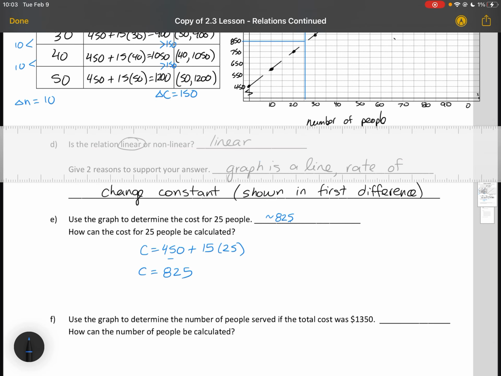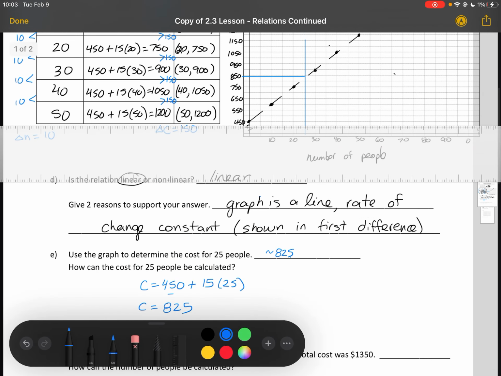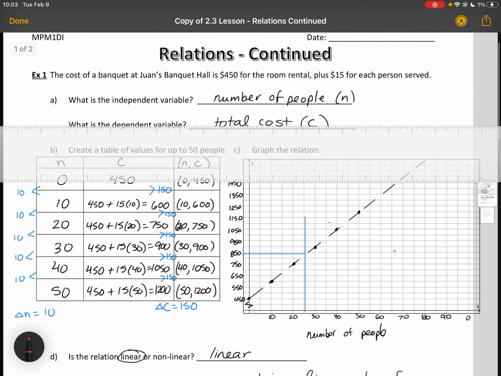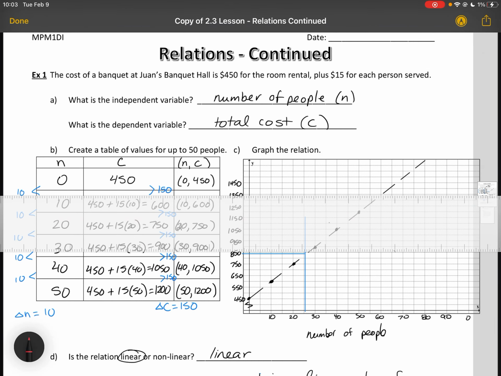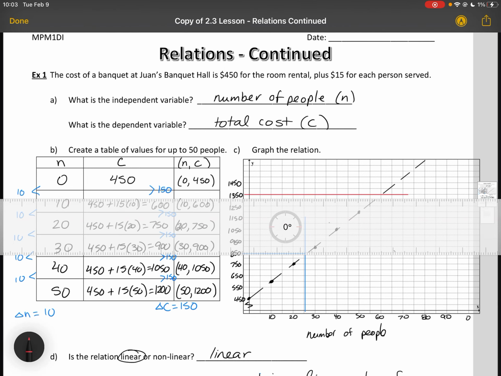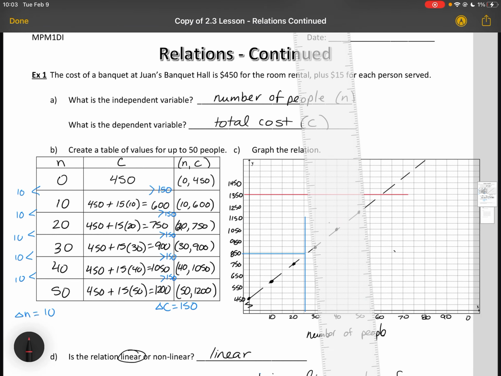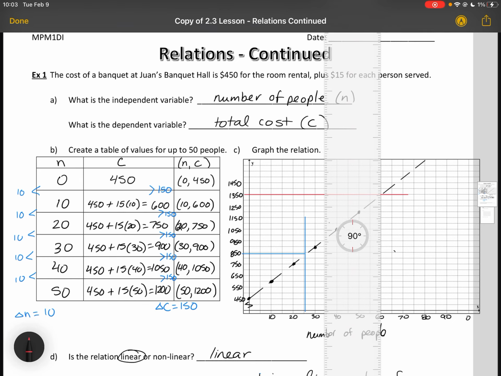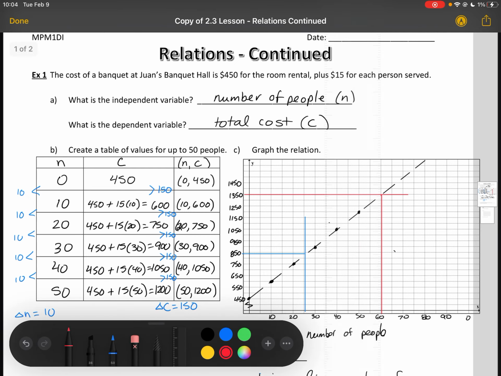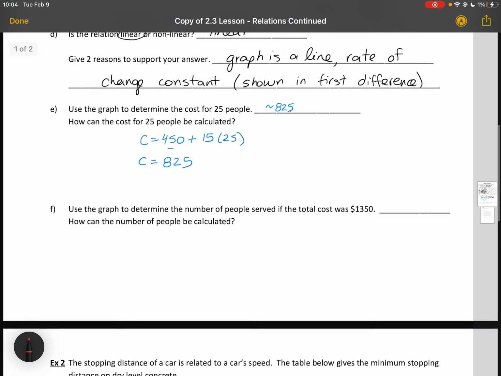So then we can also make a prediction the other way, starting from the total cost. So let's use the graph. Use red to do that one. And so we're going to start at 1350 on my y-axis. And I'm going to go right over and through my line. Now I'm looking for the number of people that corresponds to that point. So I'm going to go right to where my red horizontal line meets my graph. I'm going to go all the way down, and I would estimate about 60 people.